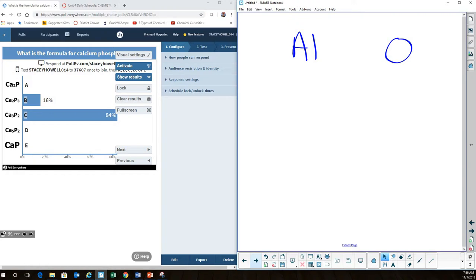Okay, another 15 seconds. See if you can figure out what the formula is. Write it down. Commit to it. Got it? Got it written down?